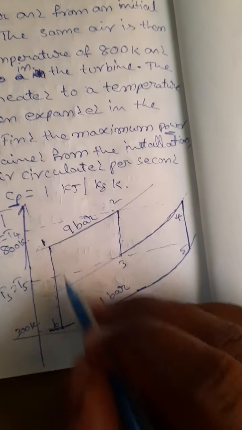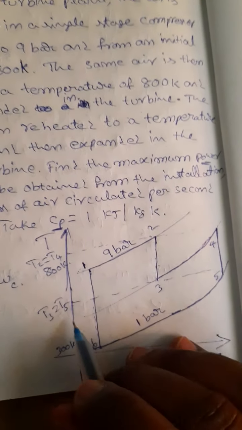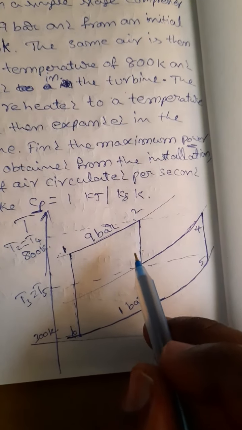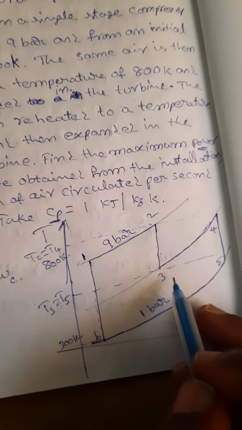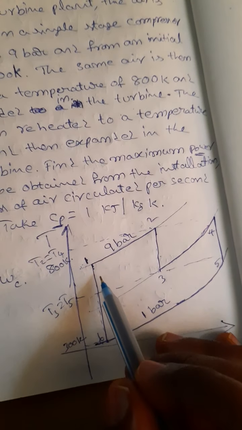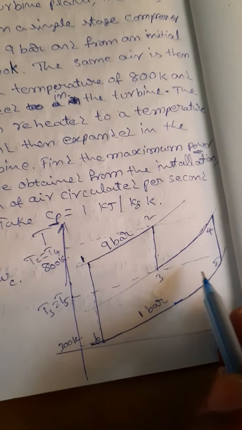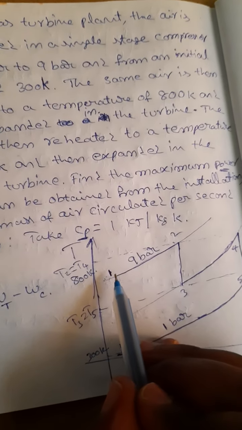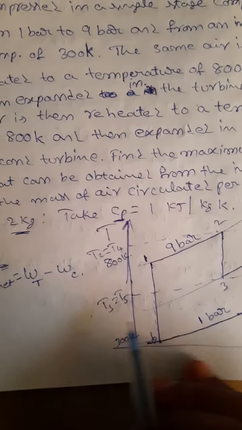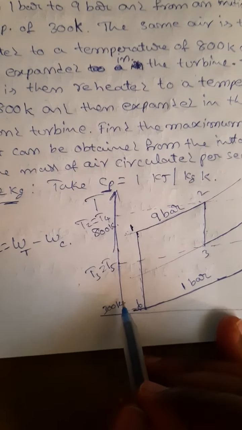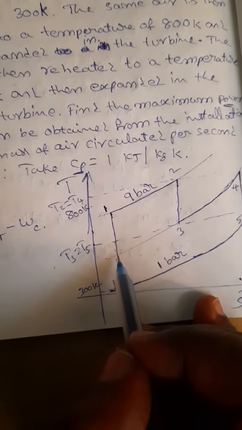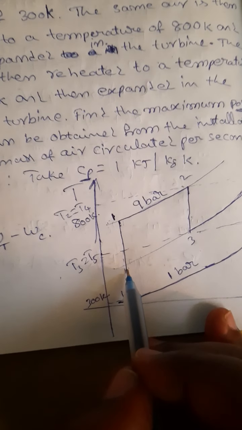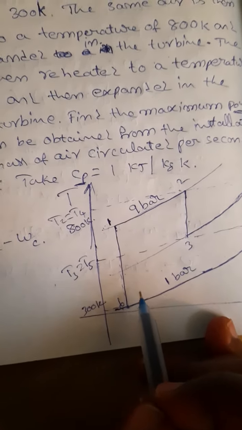So 6 to 1 is the isentropic compression process. So what are the values we have to find out? Already we know the T2 and T4. We don't know the T5, T3 and T1. First we have to find out T1, T3 and T5. So how do we find T1? We know that for isentropic compression of air in the compressor, that is process 6 to 1.